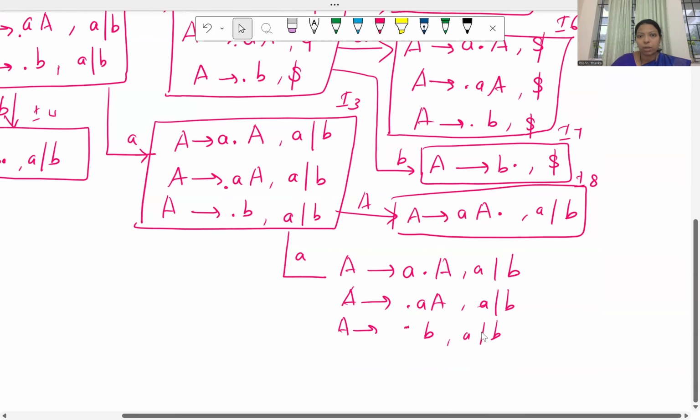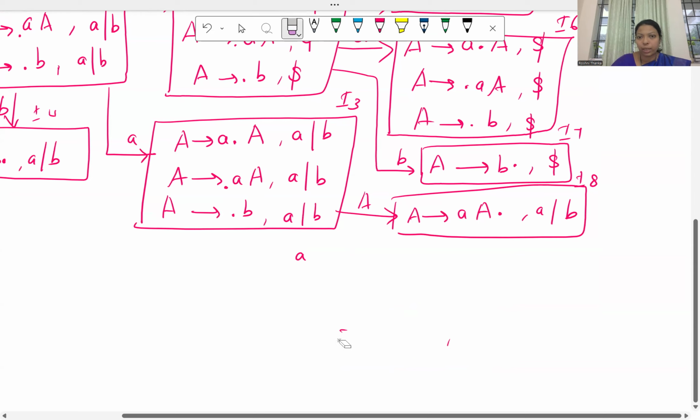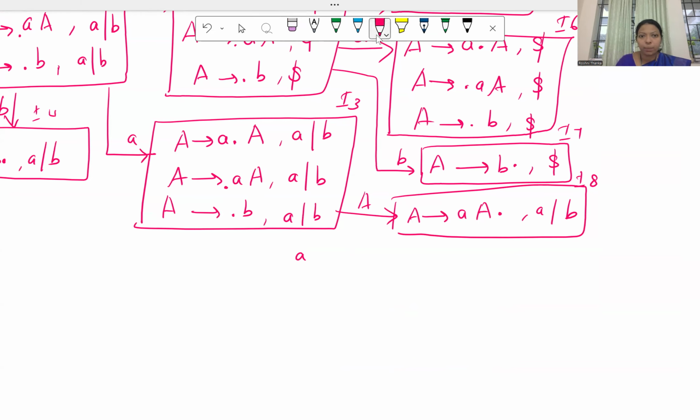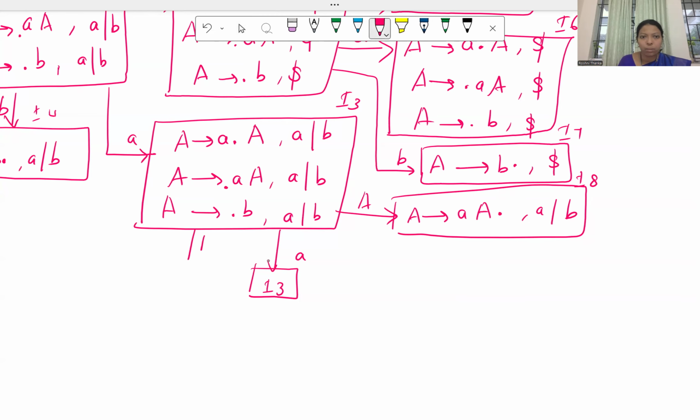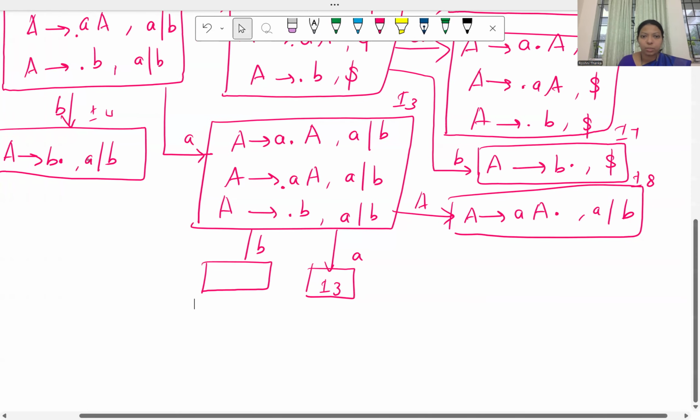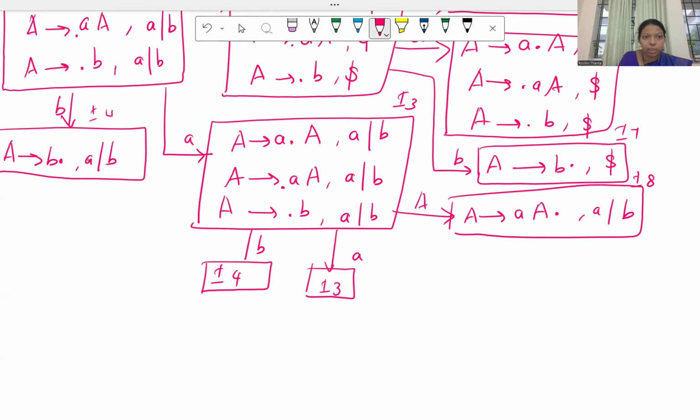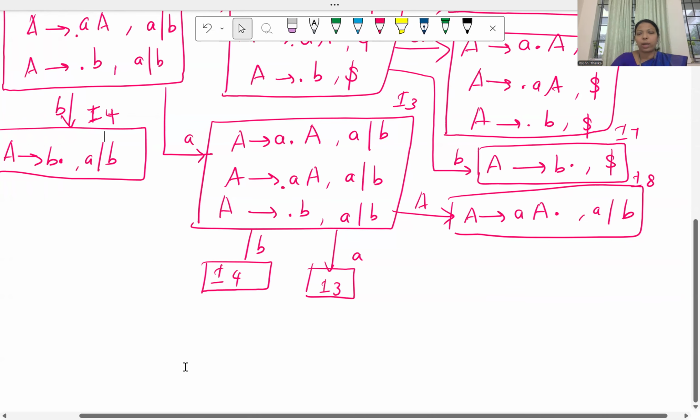Now if you look at this one and this one, both are the same, right? So you don't want to repeat it again. Instead of writing all the productions again, I'll just say that when I read A, I'm going to get the same I3. Now you can see here I have to read a capital A, that is done. Then I have to read small a, that is also done. And when I read small b, I will again get the already completed production. So I'll write it as I4. This state's name is I4, that is what we are getting again. So this is over, I3 is over.